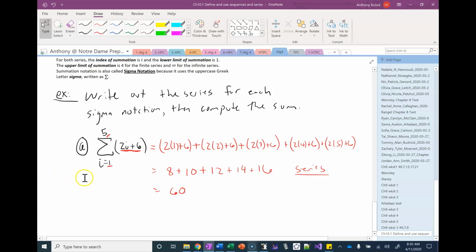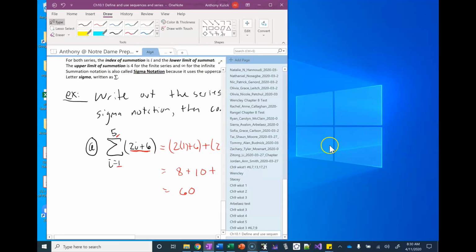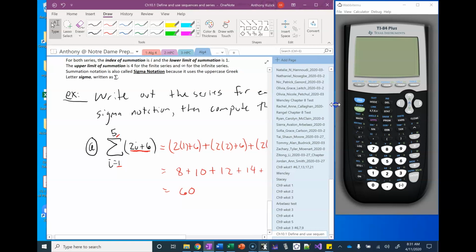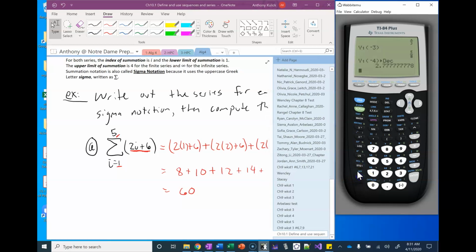Now sometimes, if all I want is the sum, we can use our calculator to do this without having to write everything out. So let's look at that. The place on my calculator that I'm going to be using is the math button here on the left side. And I'm going to scroll all the way down till I see the summation command. So I'm going to press enter there to select that.